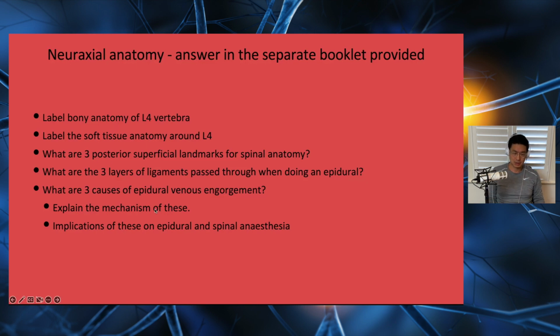Yeah, okay. So really, it's asking us to label the bony anatomy of the L4 vertebra, and label the soft tissue anatomy around L4. What are the 3 posterior superficial landmarks for spinal anatomy? What are the 3 layers of ligaments passed through when doing an epidural? What are the 3 causes of epidural venous engorgement? Explain the mechanisms of these and the implications of these on epidural and spinal anesthesia.